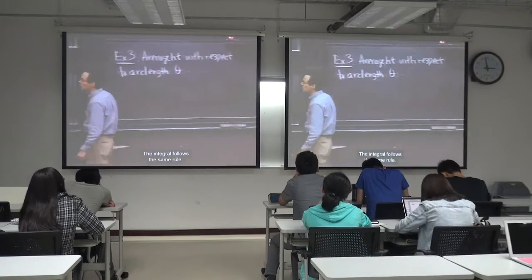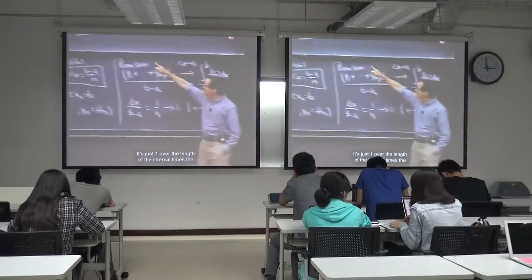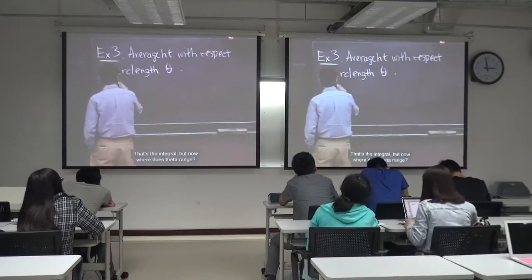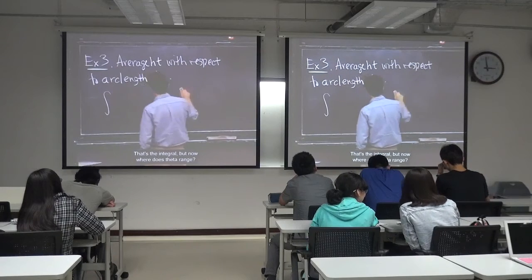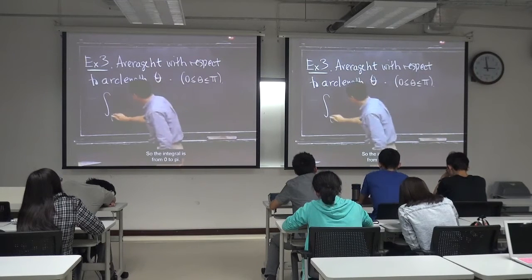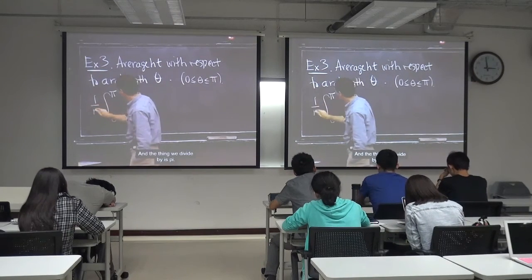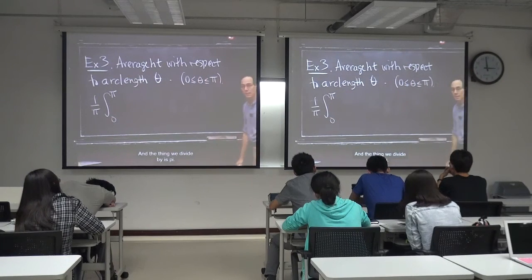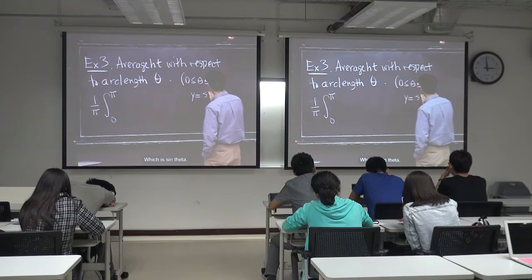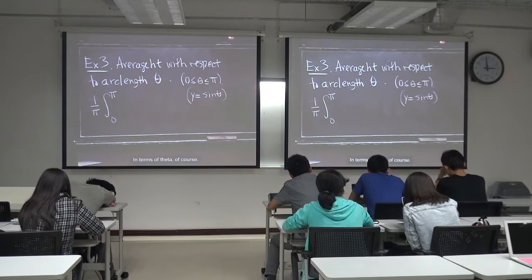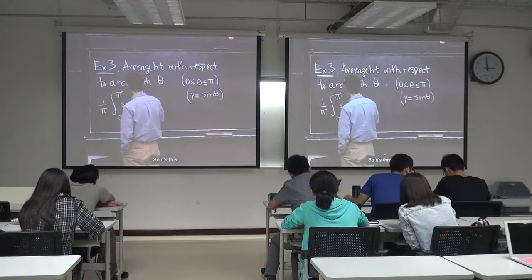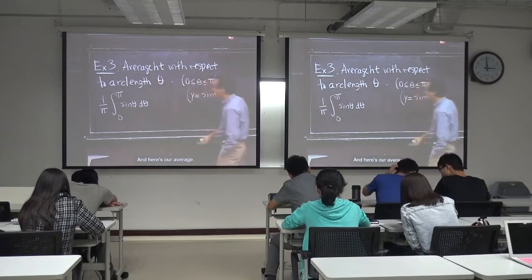The integral follows the same rule. It's just 1 over the length of the interval times the integral over the interval of the function. That's the integral, but now where does theta range? This time theta goes from 0 to pi. So the integral is from 0 to pi, and the thing we divide by is pi. And the integration requires us to know the formula for the height, which is sine theta, in terms of theta. It's the same as square root of 1 minus x squared, but it's expressed in terms of theta. So it's this. And here's our average.